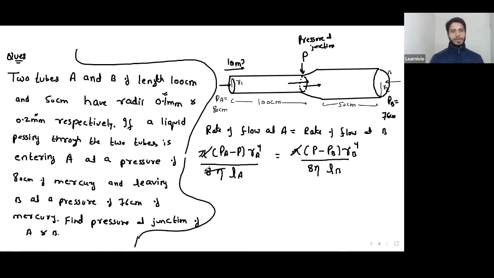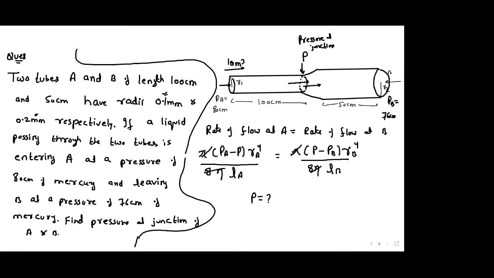The same liquid is flowing. That means at both the ends, the coefficient of viscosity is the same. Length is given, PA, PB given. Just try to calculate P. If you look at these equations carefully, you will find that there is no need for sign convention or unit conversion. This is centimeter, this is centimeter, this is millimeter, this is millimeter. Take PA and PB in centimeter of mercury column only. Get the value of P.